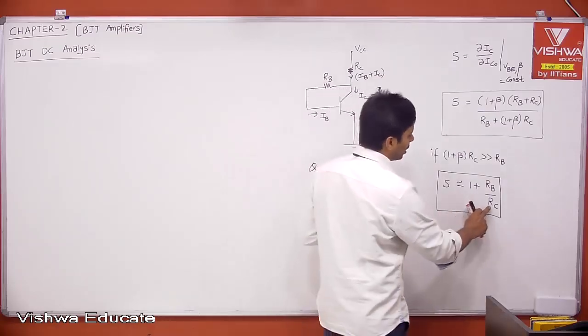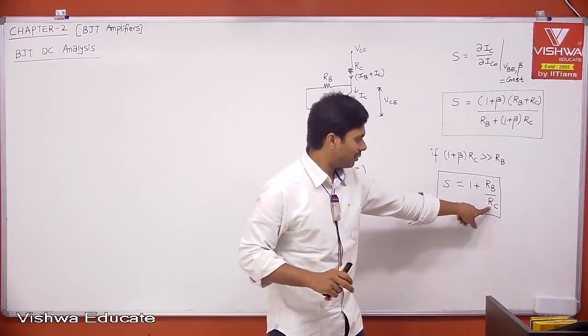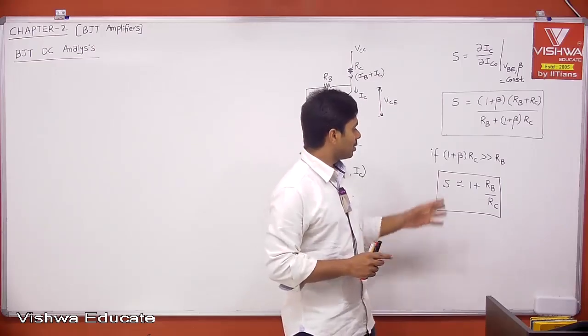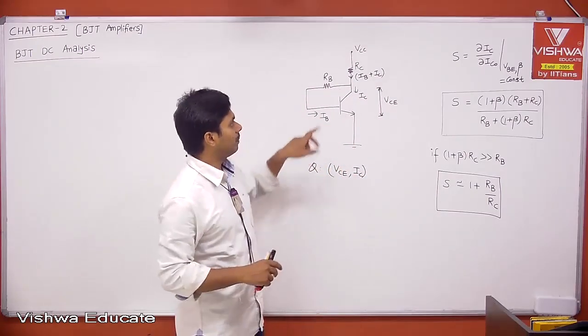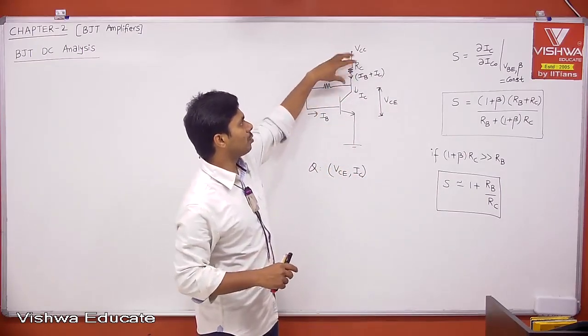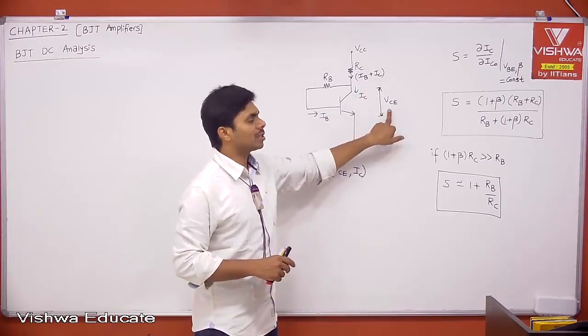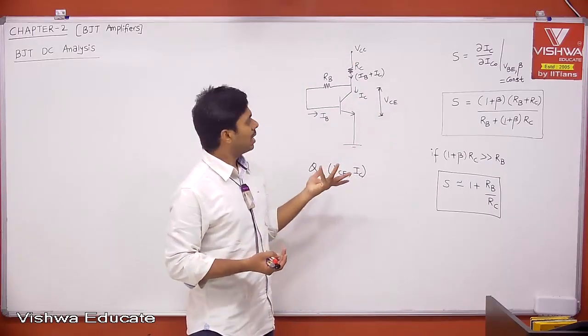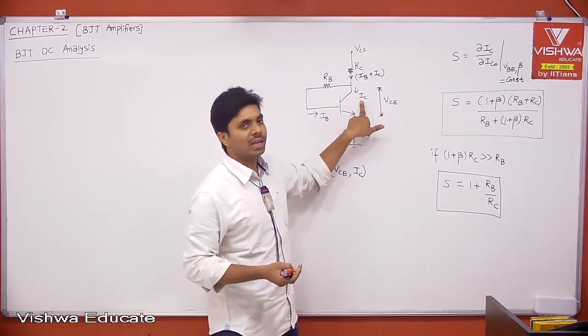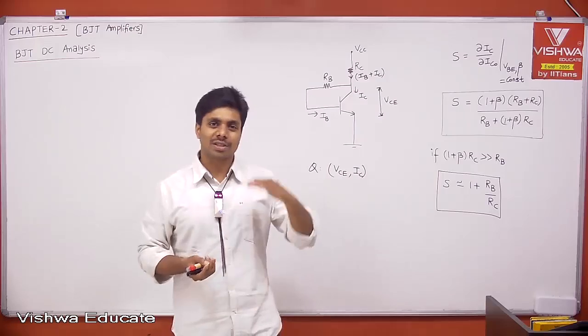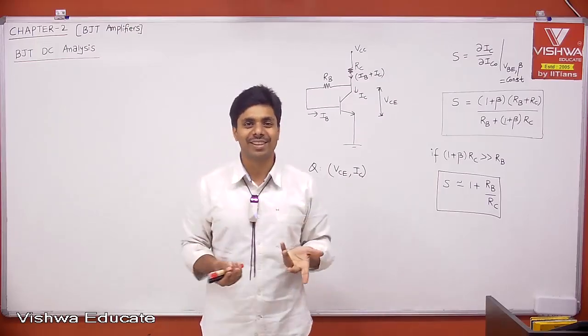Now, maybe RC is equal to infinity. When RC is equal to infinity, then also S is approximately equal to 1. If RC is equal to infinity, it is an open circuit. When this is open circuit, there is no IC, there is no IB. Your VCE will be 0, everything will be 0, right? If everything is equal to 0, then what is the change in IC? There is no change in IC. If IC is equal to 0, what is the change in 0? 0 only, right?